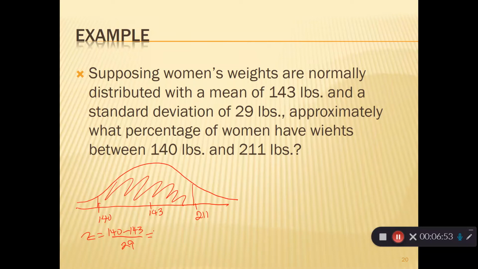So if I work that out, that's going to be a negative 0.1. And my z-score here would be 211 minus 143 over 29. So again, if I work that out, that's 2.43. So I can look up each one of these z-scores in the chart and then subtract the areas I find for this one from the area I find for this one. Or I can just use my calculator.